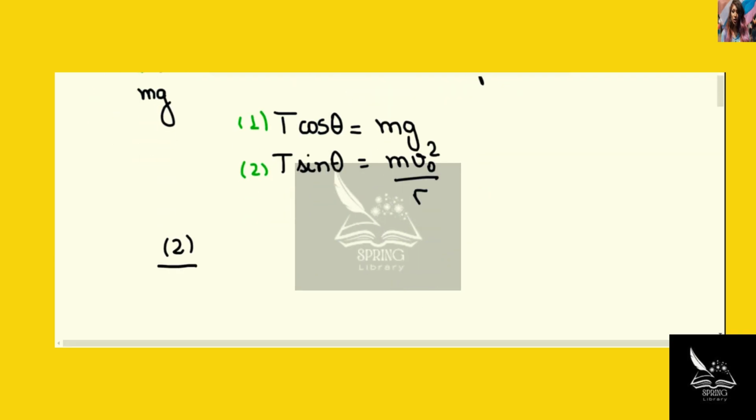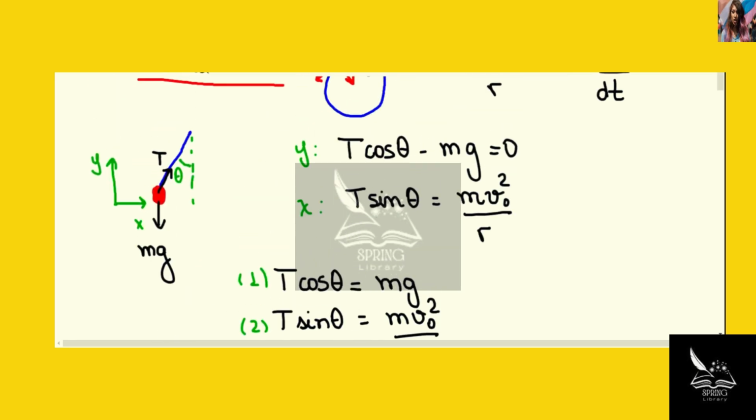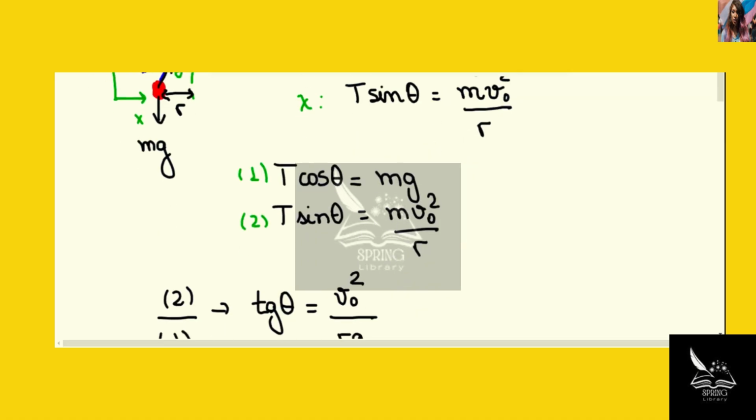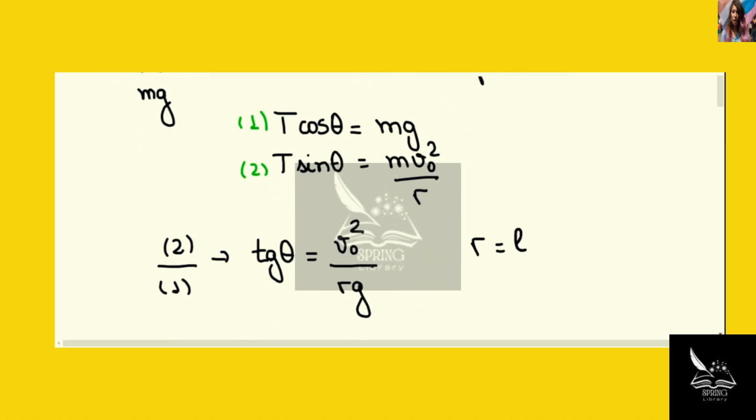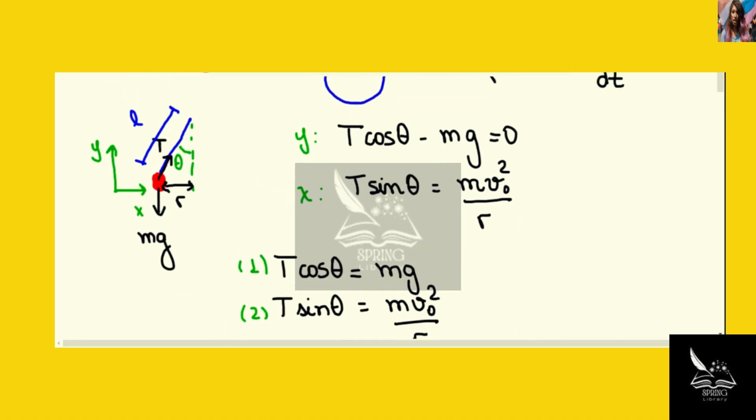So I'm going to take the second equation and divide it by the first one. If we do that, we obtain that sine of theta divided by cosine of theta, that's tangent of theta, is equal to v0 squared divided by rg. Now, what is r? Notice that this here is the length of the cord, and the radius of the trajectory is this thing here. So we have that r is equal to L times the sine of theta.